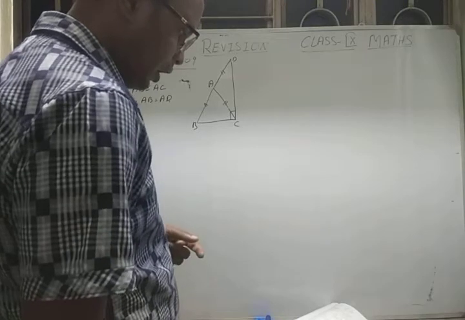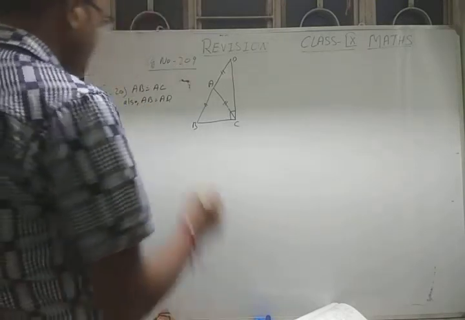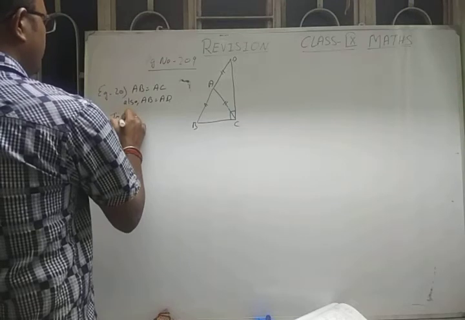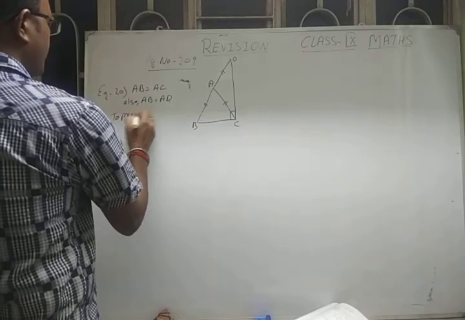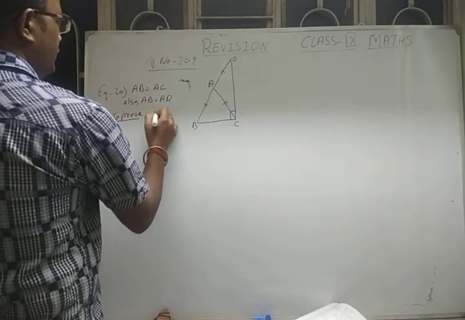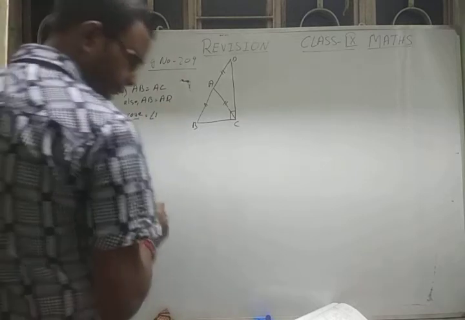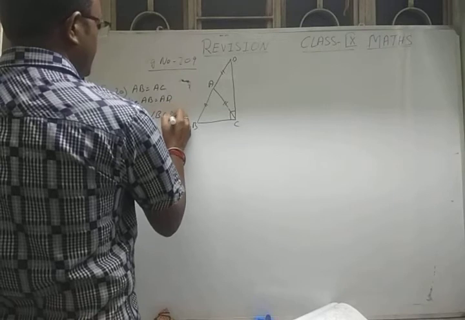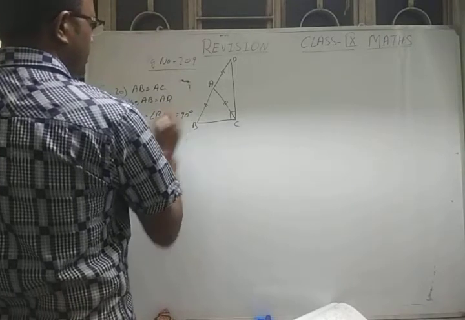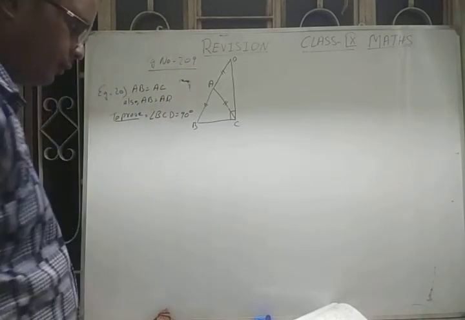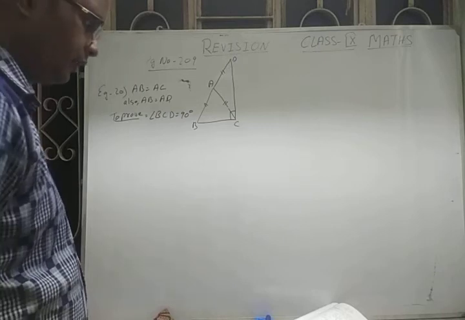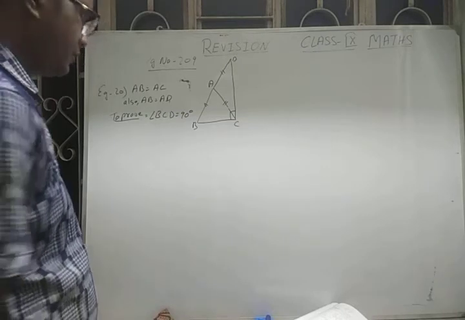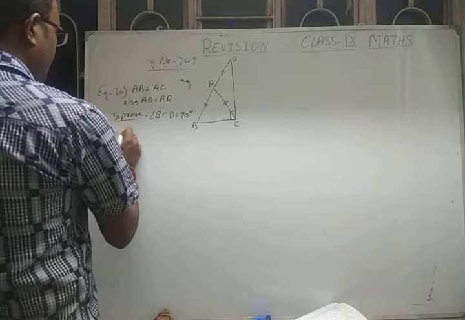Now, how will you do? And we have to prove, to prove angle BCD is equal to 90 degrees. You have to prove this. How will you prove this is 90 degrees? So for that you have to first consider the triangle ABC.